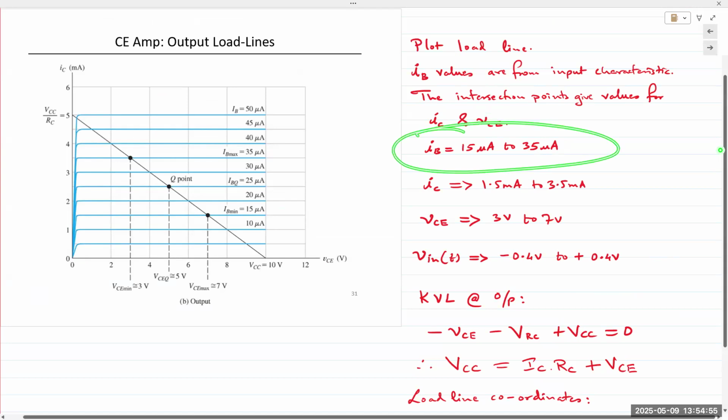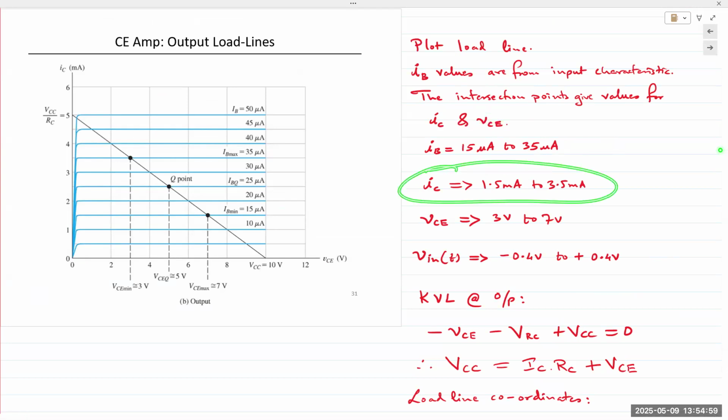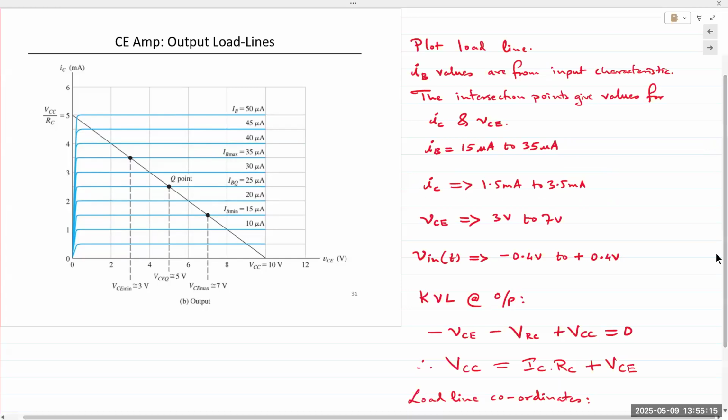See, IB varies from 15 to 35. So IC is going to vary from 1.5 to 3.5, because on the output side we'll find the line that corresponds to IB values from the input: 15, 25, and 35.